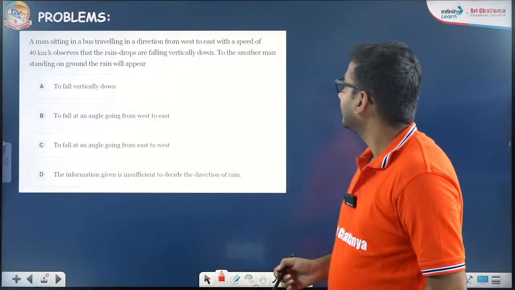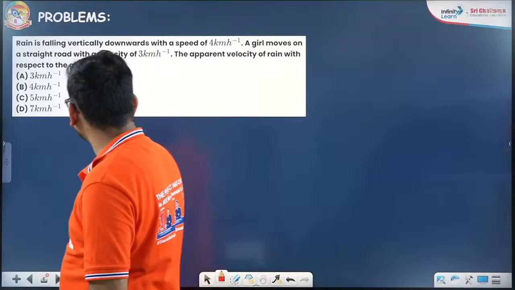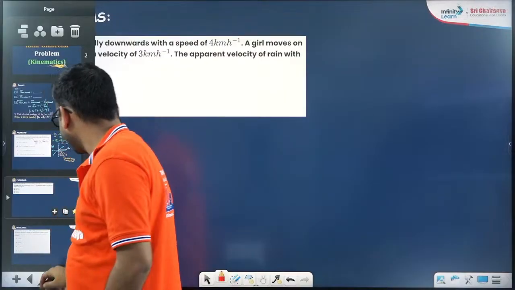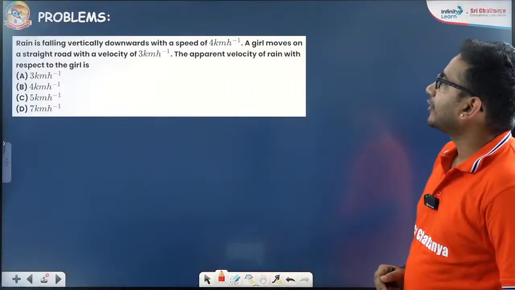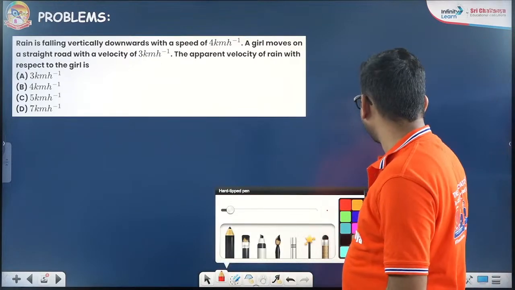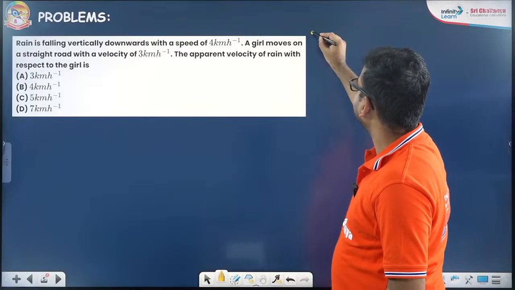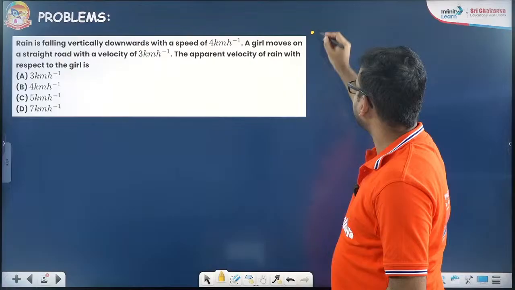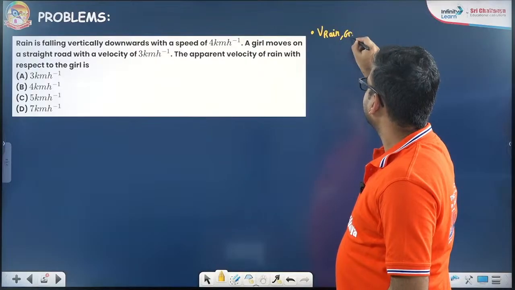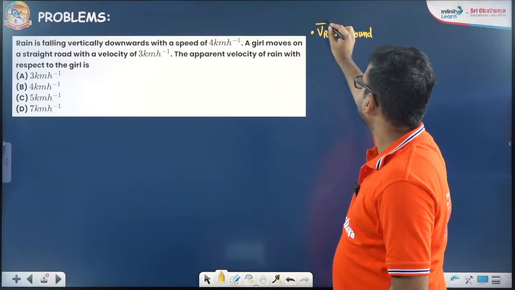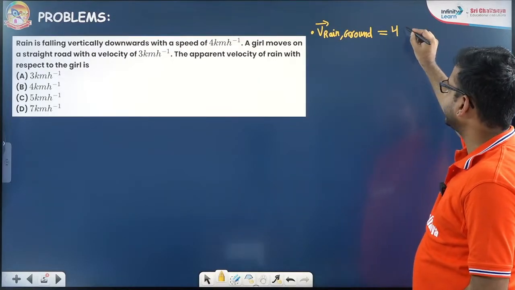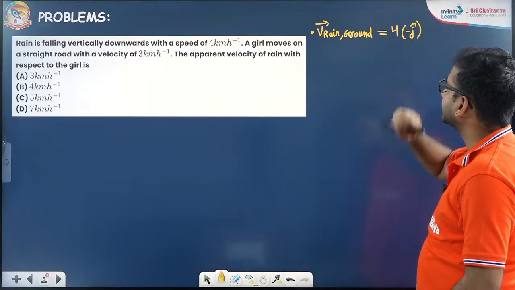Another question is: rain is falling vertically downwards with a speed of 4 km per hour. I'm writing it again and again. Velocity of rain with respect to ground, that is 4 km per hour and it is vertically downwards. If it is vertically downwards, I can write it as minus j cap.